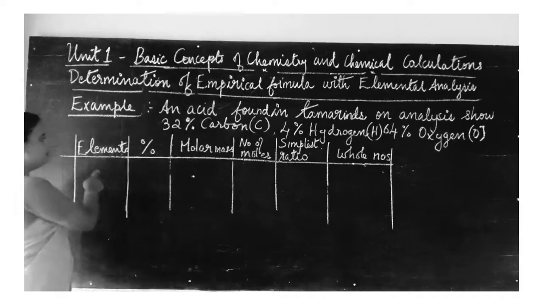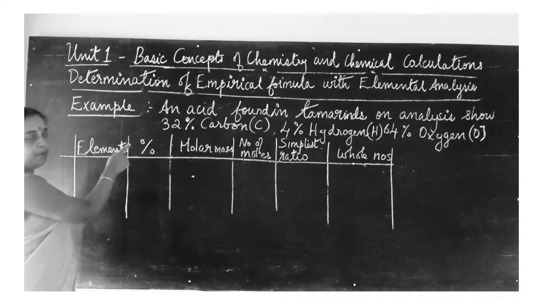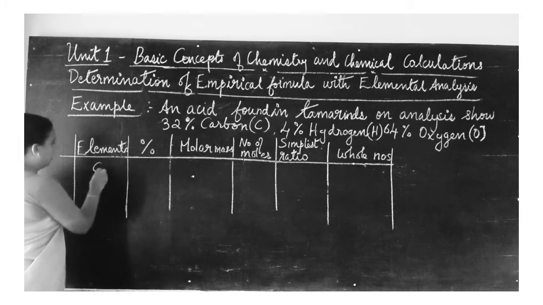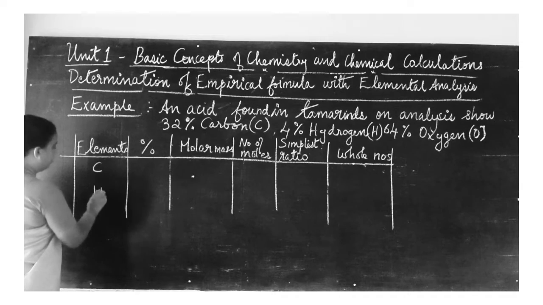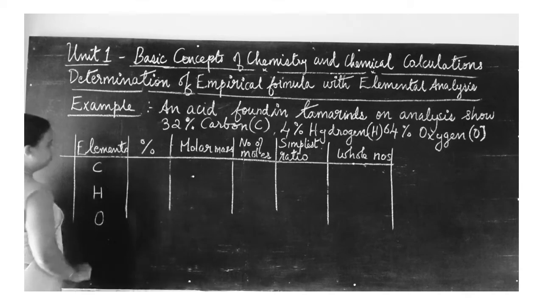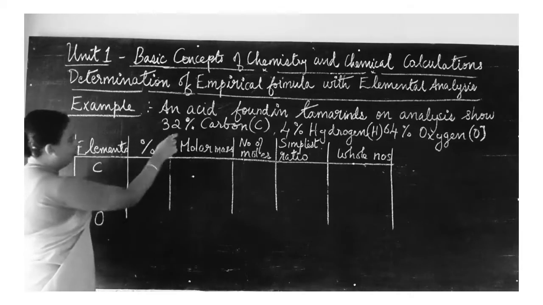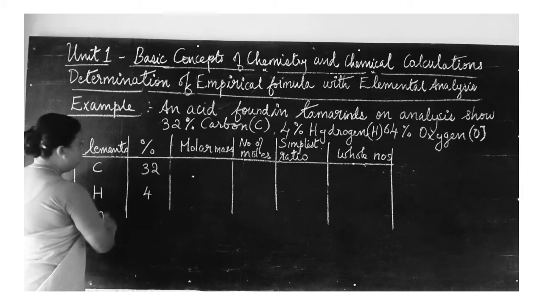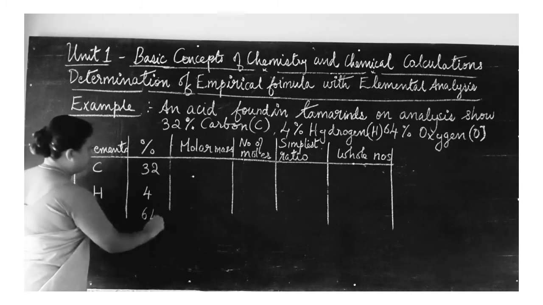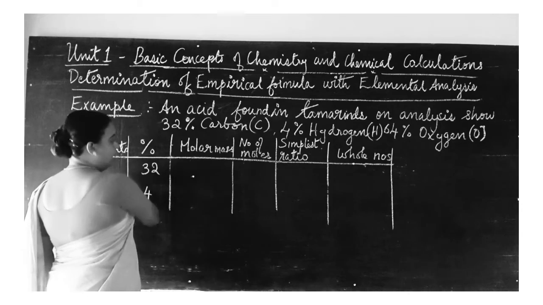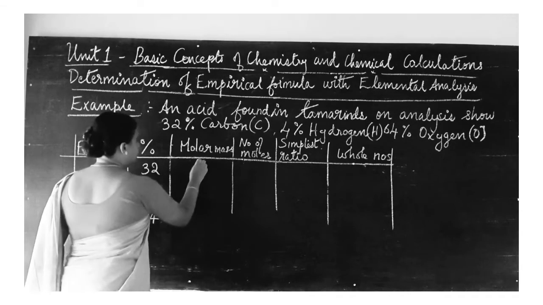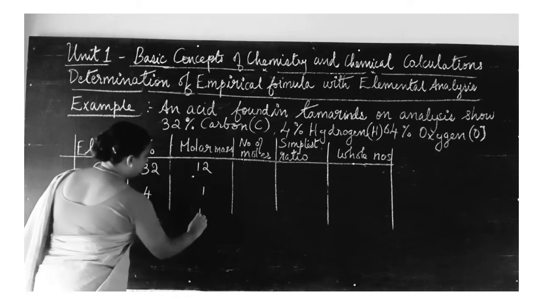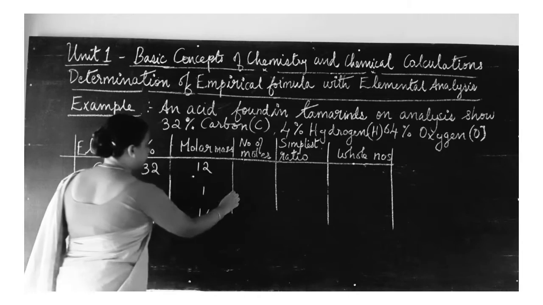Let us first write the elements present in the compound, that is the acid present in tamarind. The elements are carbon, then hydrogen, and then oxygen. What is the percentage of carbon given in the question? 32, so we write 32. For hydrogen it is 4 and for oxygen it is 64. Next, the molar mass: the molar mass of carbon is 12, hydrogen 1, oxygen 16.